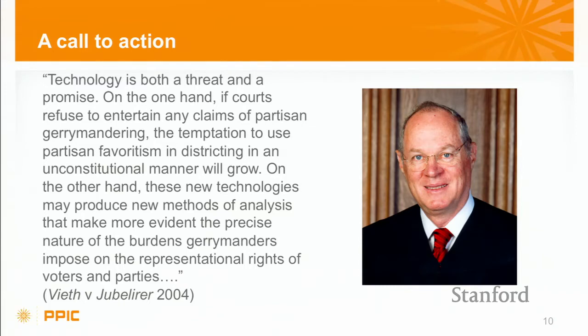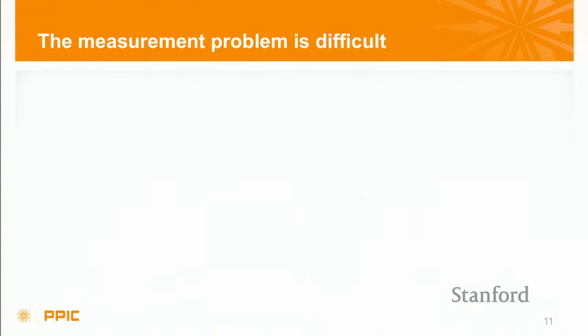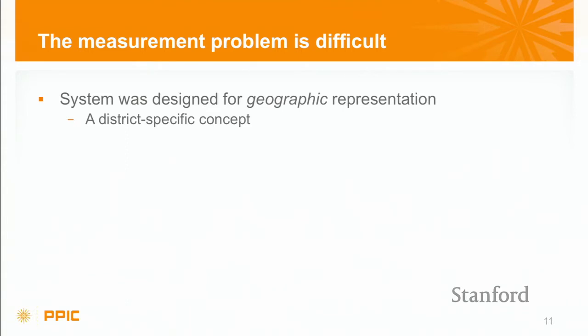Again, he's saying the temptation to use it unconstitutionally, this thing that we don't even know what it is, right? But damn it, we're sure it exists. It's out there, it's real. We just don't know quite how to define it. On the other hand, these same new technologies may produce new methods of analysis that make more evident the precise nature of the burdens gerrymanders impose. So please provide ideas, right? That's as close as you're ever going to get with the court.